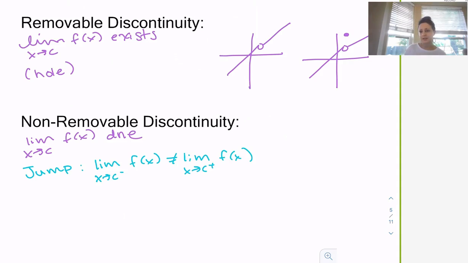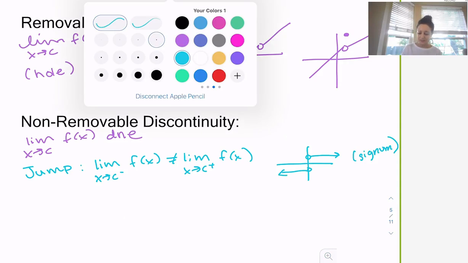Okay, can you think of a parent function that we've studied that has a jump discontinuity? Yeah, how about the signum function? Broken railroad tracks, right? Okay, so signum would be an example of a jump discontinuity.